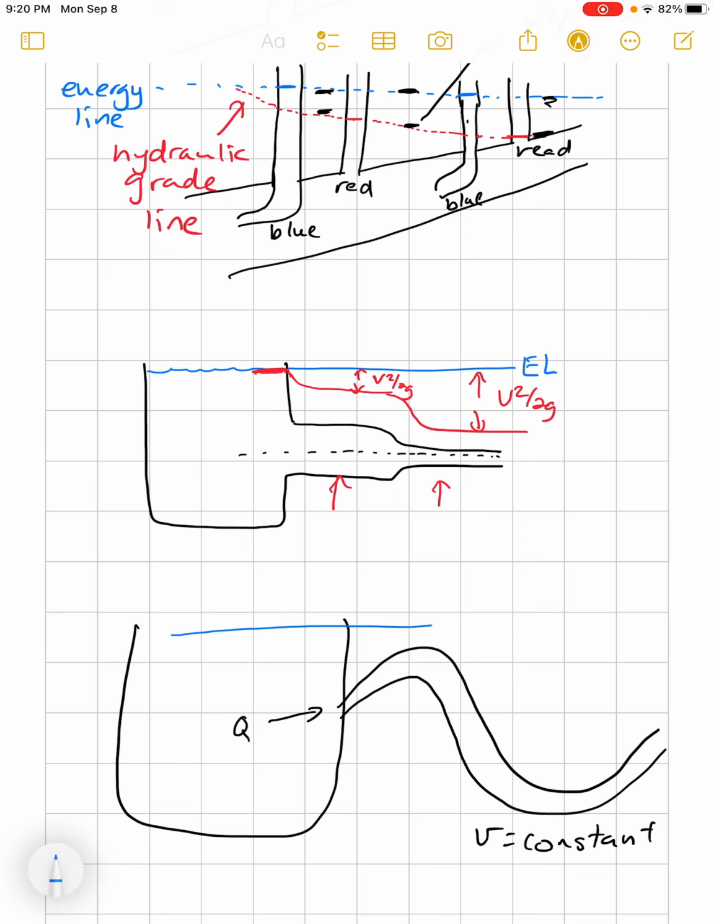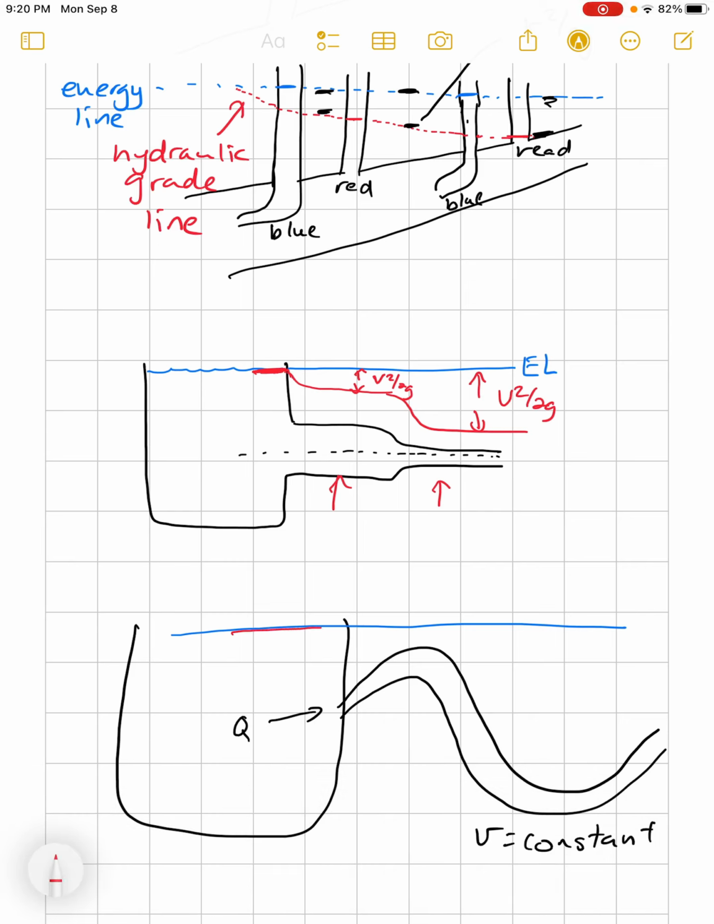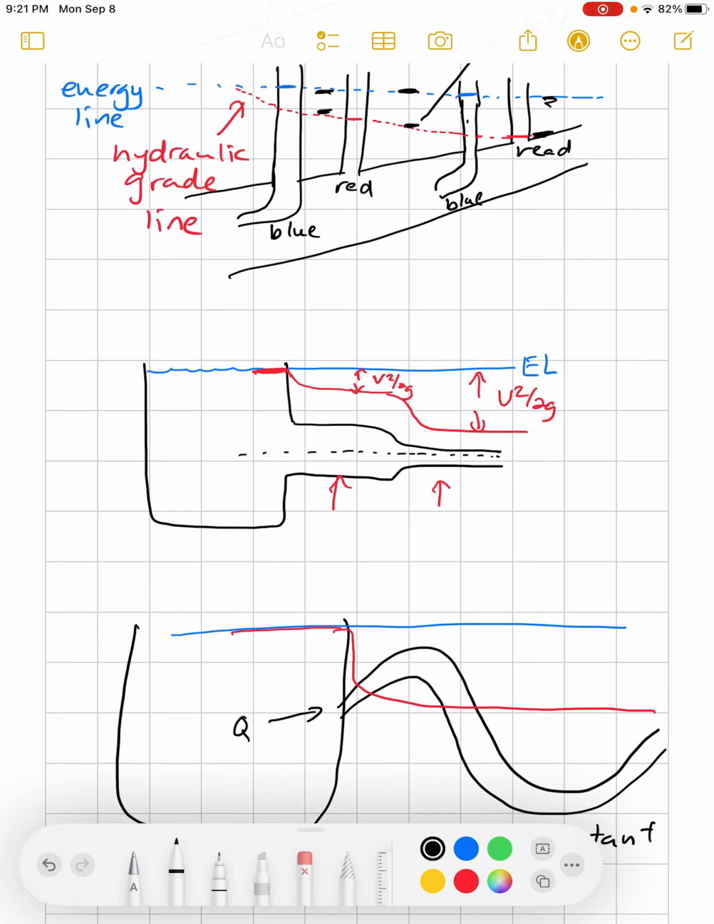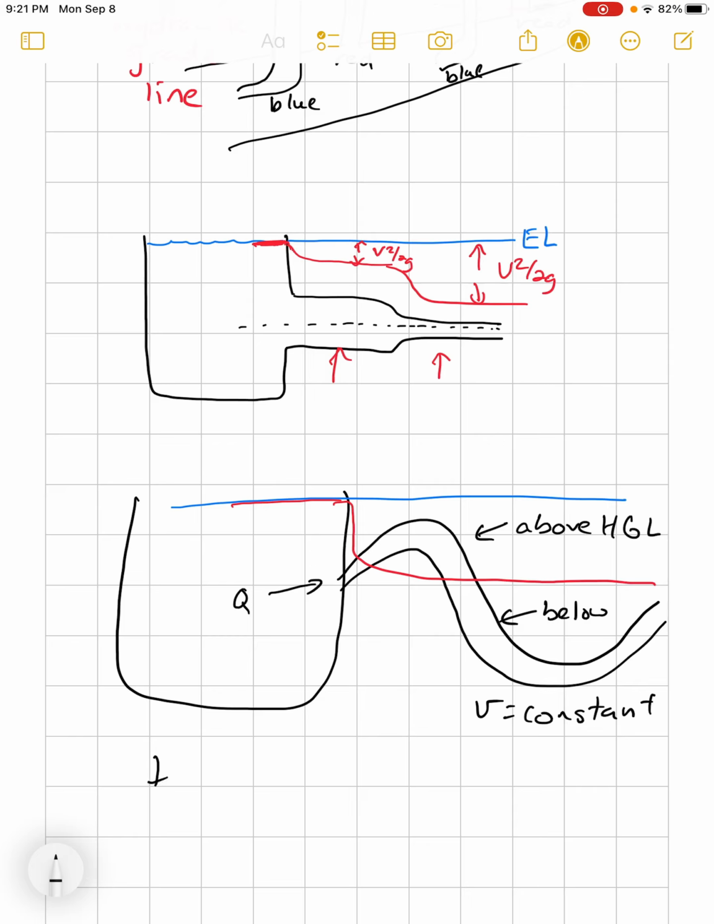So if we look again, our total energy is going to be at some level like this, and then we're going to have our hydraulic grade line. Our hydraulic grade line at the tank is going to be the same, and then it's going to pick up some velocity, which means our grade line is going to diverge and drop. What we can see is that at some points, because this tube is waving around, we're going to be at some points above the hydraulic grade line, and at some points our pipe will be below, because that's the red one.